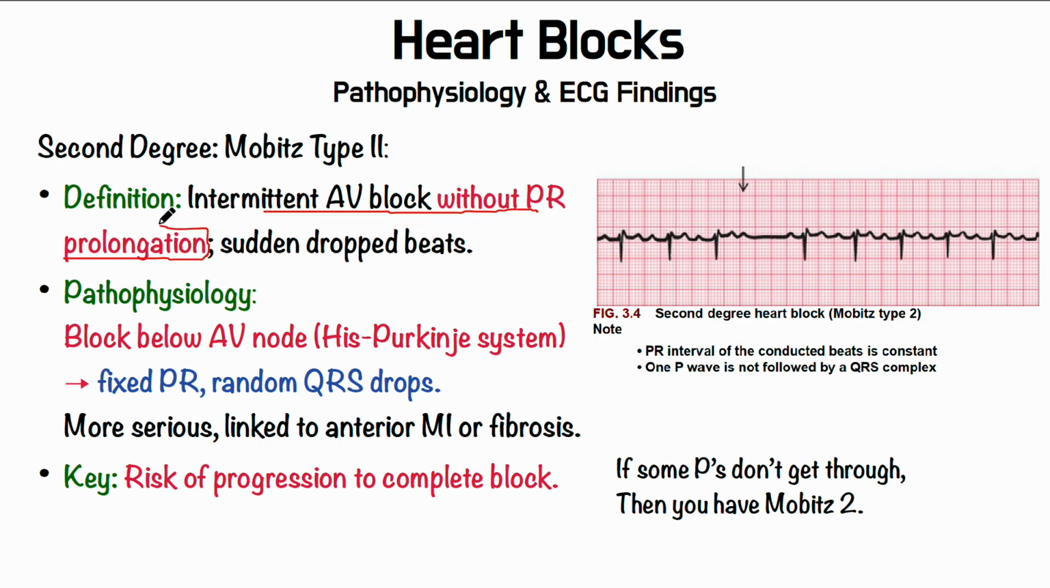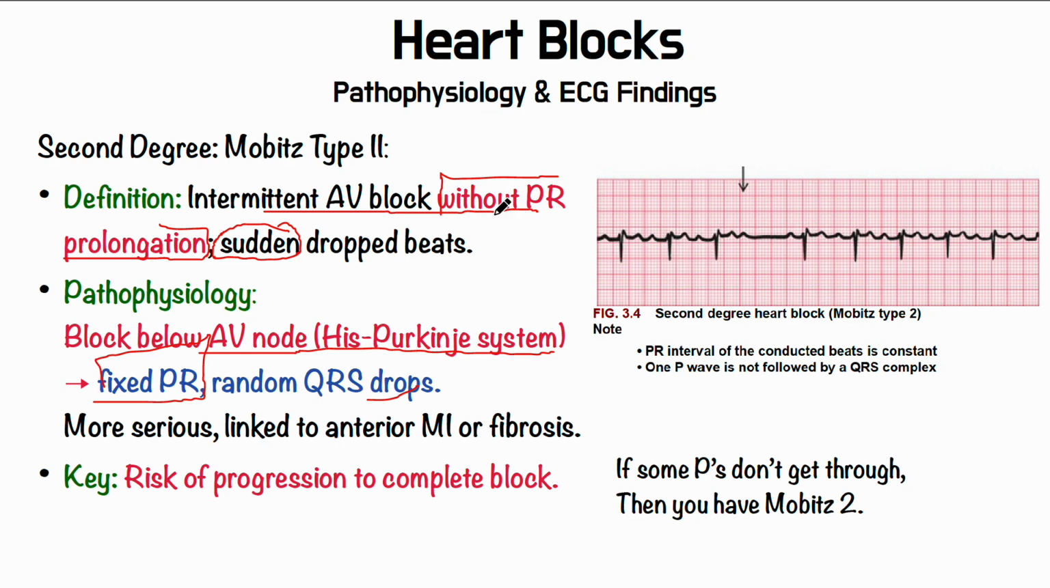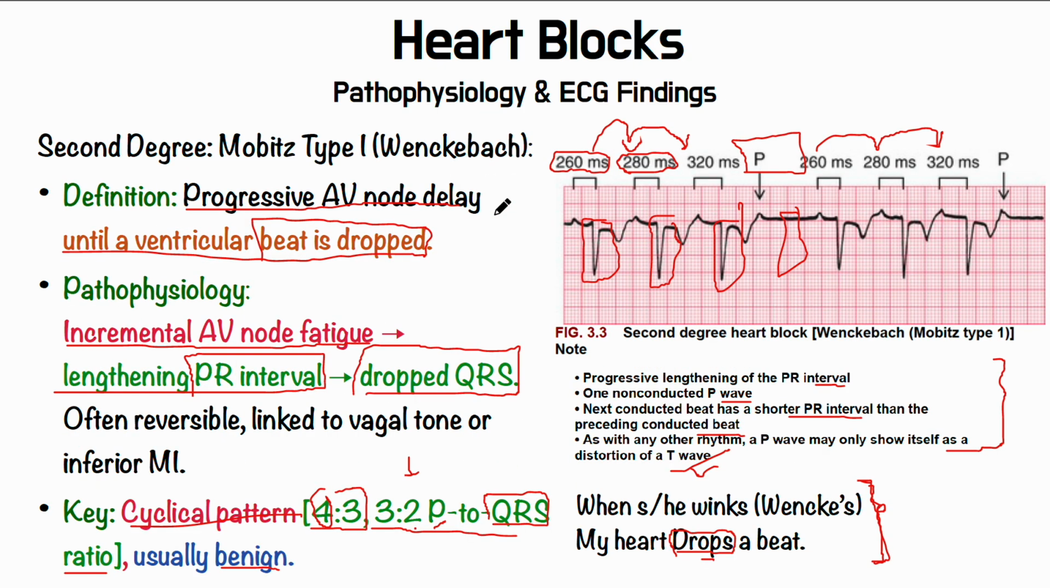There is no PR prolongation, and then there are random dropped beats. The pathophysiology is that there will be a block below the AV node, in the His-Purkinje system, and then there will be a fixed PR and random QRS drops. That is the difference. There will be an increased PR interval in type 1, but no PR prolongation in type 2, where there will be a fixed PR and then sudden dropped beats, but there are rhythmic dropped beats in type 1. That is the difference.